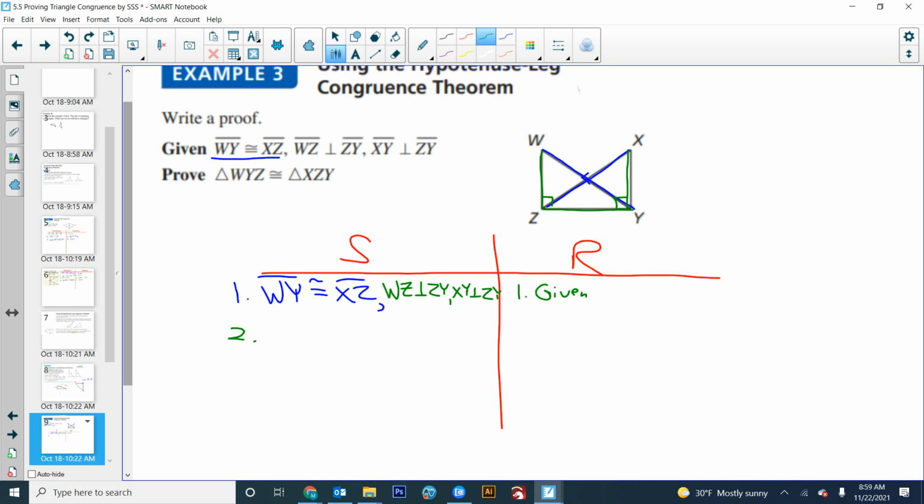So we have to say, and this is the annoying part, angle WZY and, in words, angle XYZ are right angles. Because that's the definition of what? Perpendicular segments.